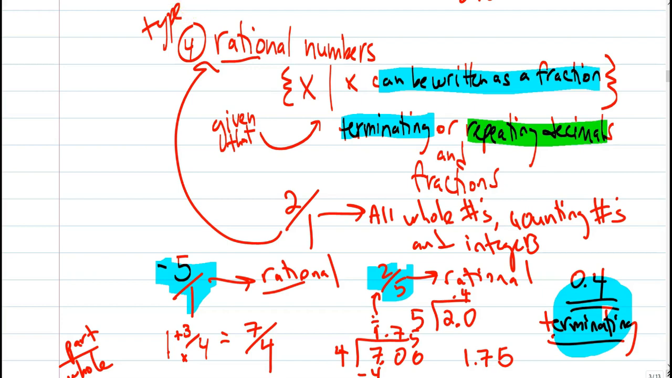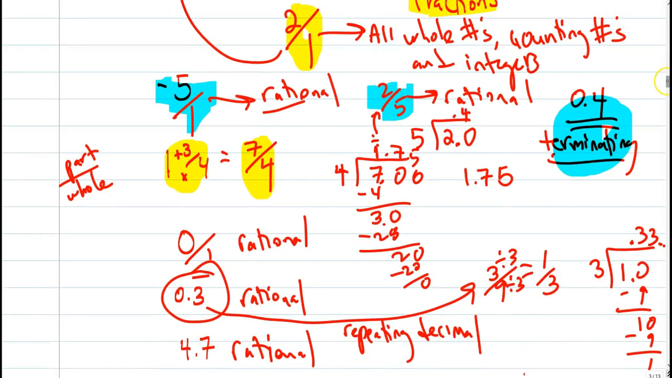And any fractions. So anything that can be written as a fraction is going to be rational. That's the easy one. But basically what? Any decimal that terminates, or any decimal that repeats. All of those are rational numbers, ratios.